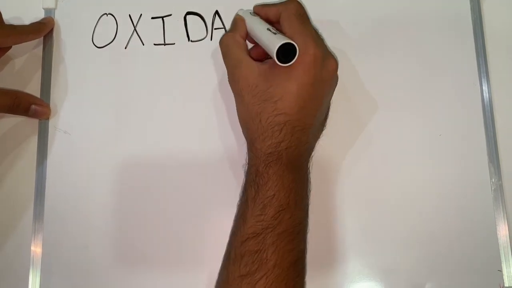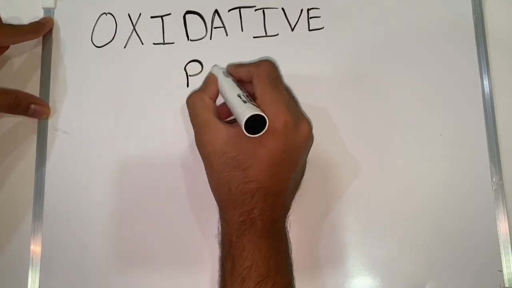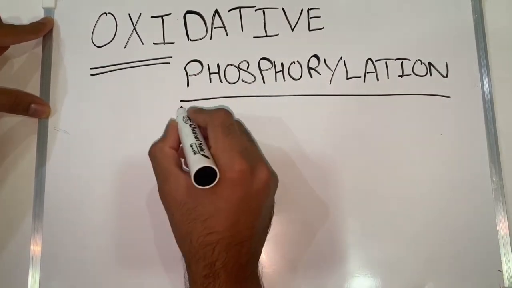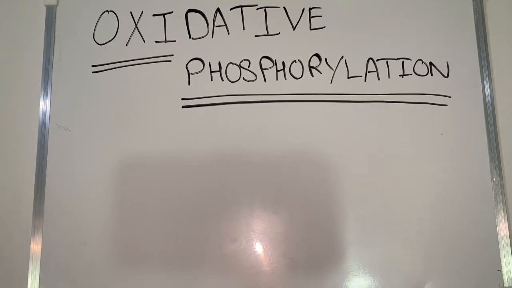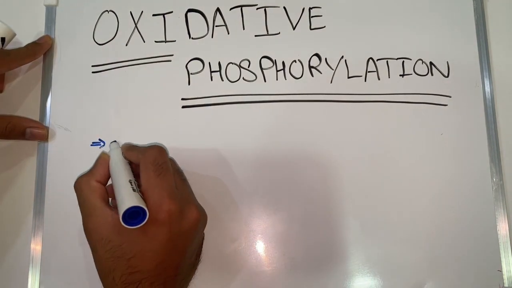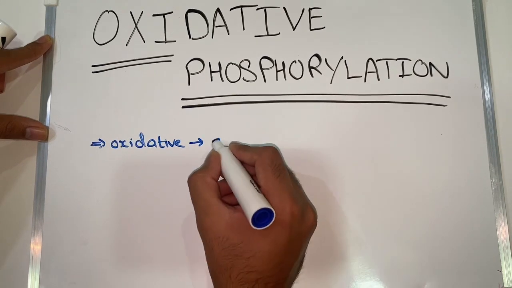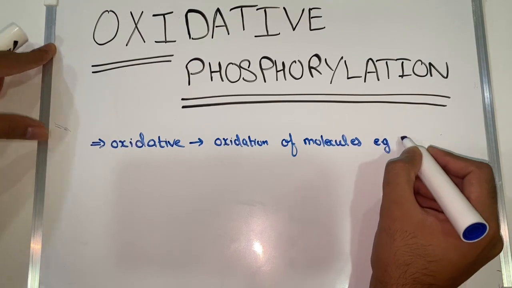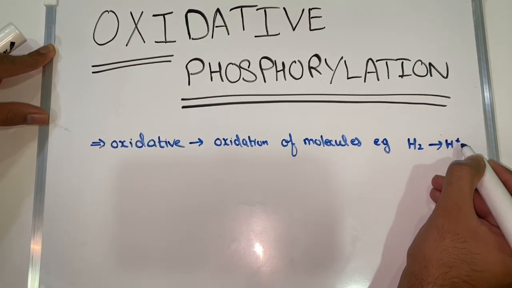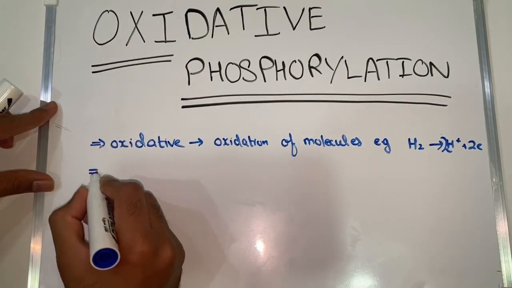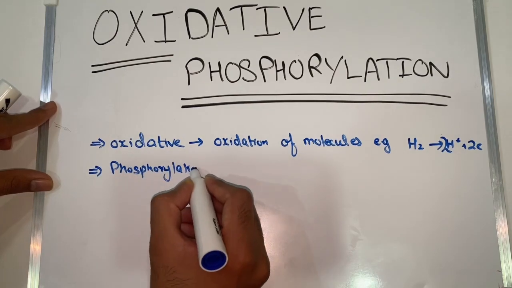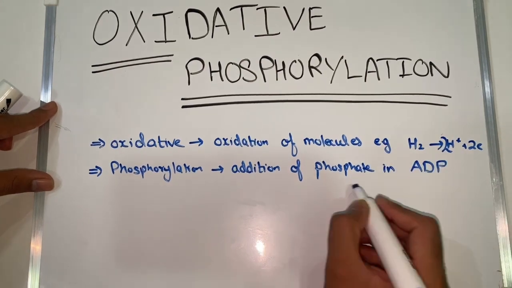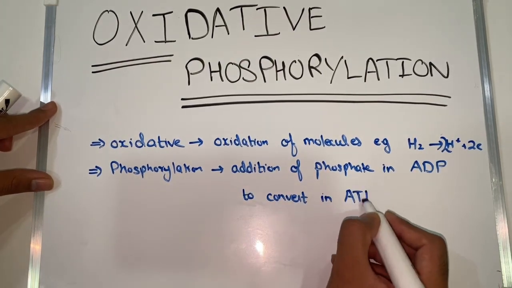So let's start. Today's topic is oxidative phosphorylation. It is another topic and process of carbohydrate metabolism. It is divided into two parts. First is oxidation, which means donation of electron from a molecule. And second is phosphorylation, which means addition of phosphate to adenosine diphosphate, which converts itself into adenosine triphosphate.